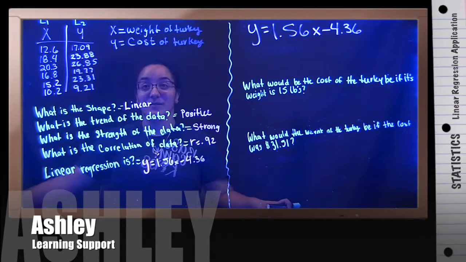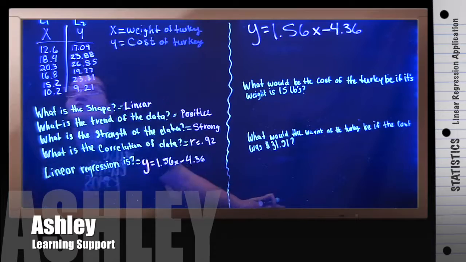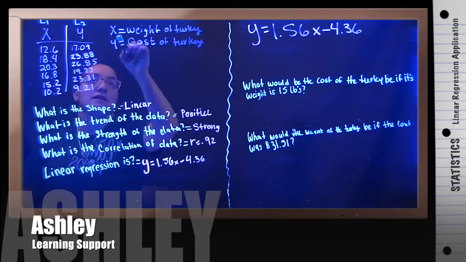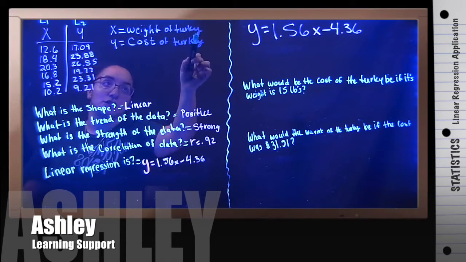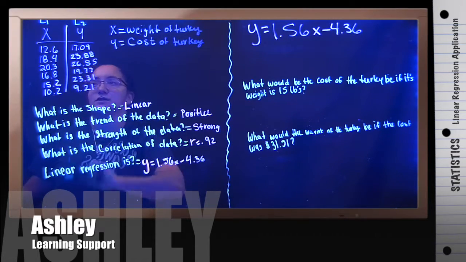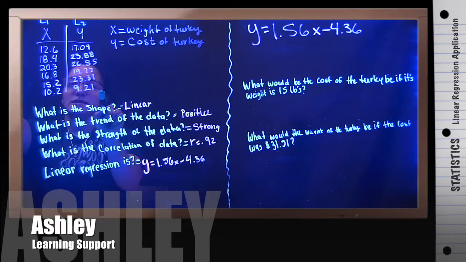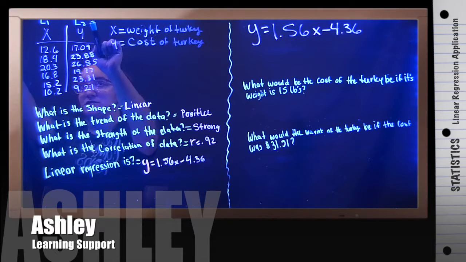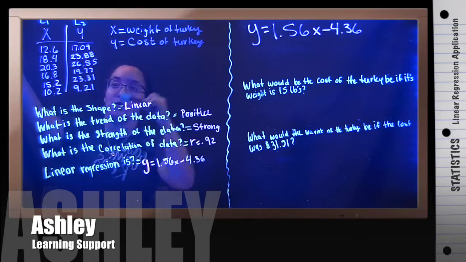My name's Ashley, and today we're going to be doing this specific math problem. Let's say you were given X, which is the weight of turkeys, and Y is the cost of the turkeys. So if you are given a graph like this, what you're going to do is type in X into your L1 and Y into your L2. And then after that, you'd graph it.